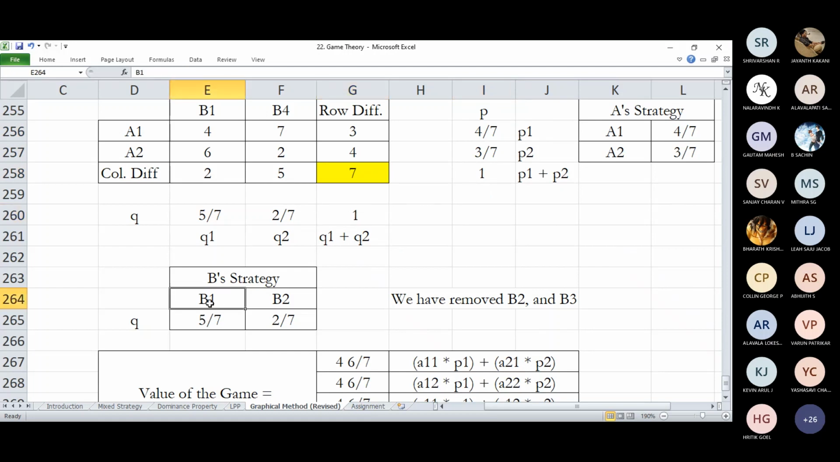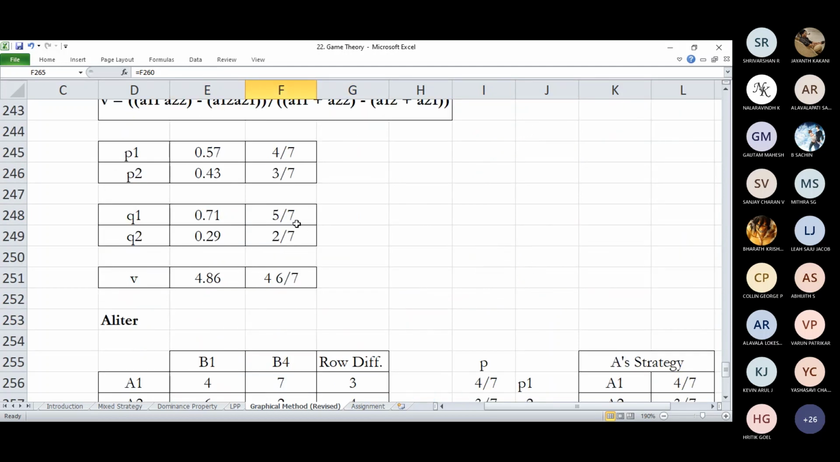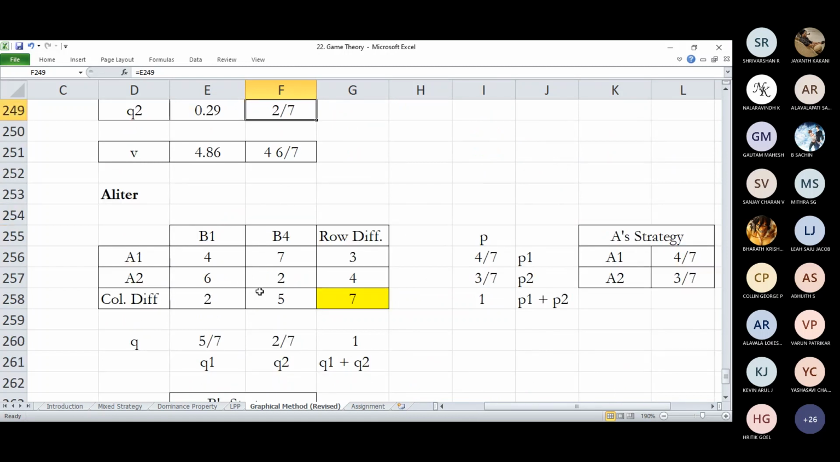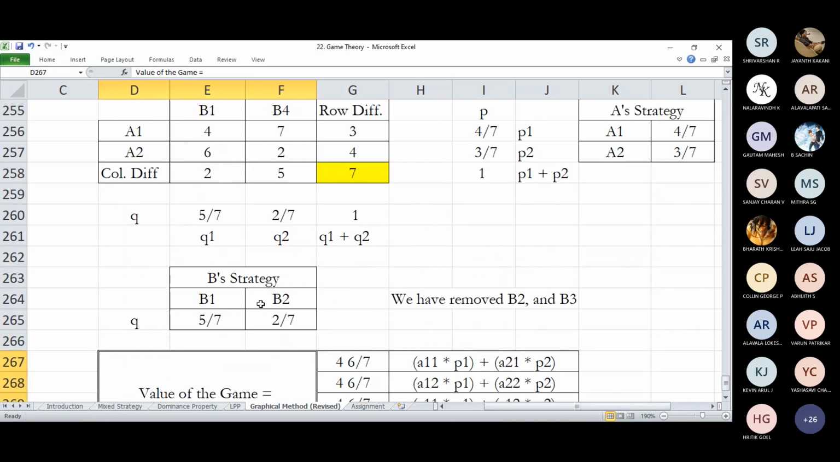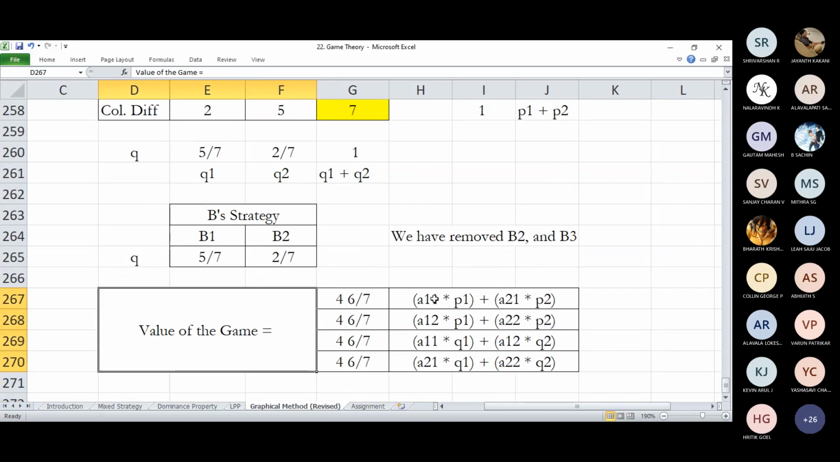So this is our B1 value and B2 value, or Q1 and Q2. Q1 is 5 by 7 and Q2 is 2 by 7. So which means our formula and these things are really matching. So there isn't any error in the computation, right? And another important thing is the value of the game. So the value of the game you can find in multiple ways, as I told you.